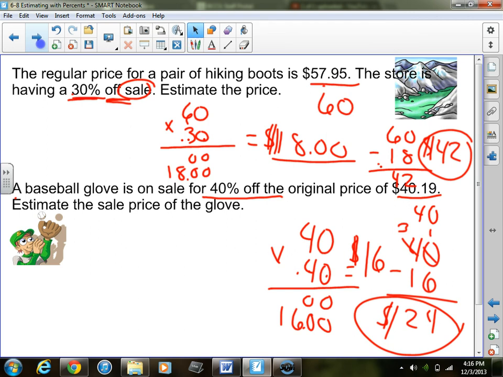Well, ladies and gentlemen, that is the lesson. You see how very practical this is. You see how we go into stores and do this all the time. The key tonight is going to be finding or multiplying the percent by the cost, and then either adding or subtracting as necessary. Your homework tonight is going to be page 305, 4 through 12 even.